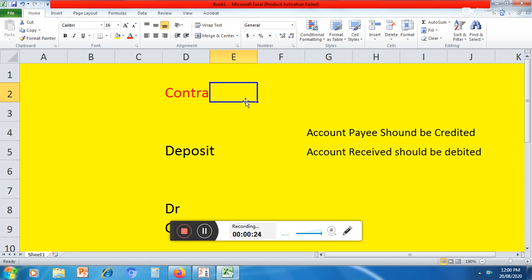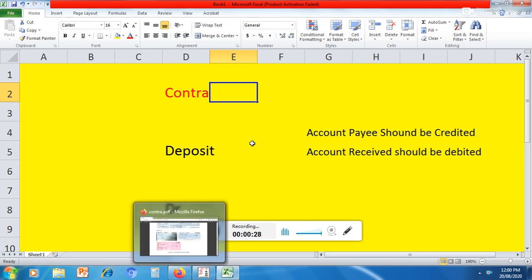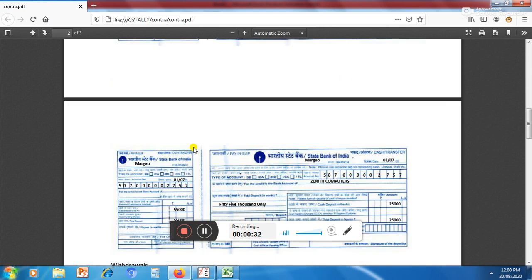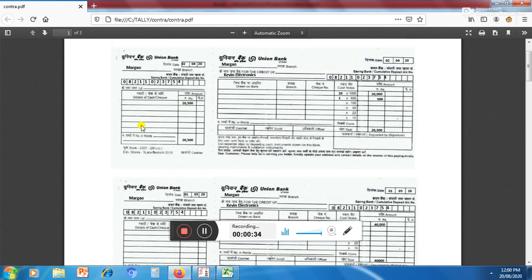So how do we deposit that money? We cannot take the cash directly and go to the bank and deposit. We have to fill in a deposit slip. This is a deposit slip of the bank. Suppose I deposited this 20,000 into the bank.